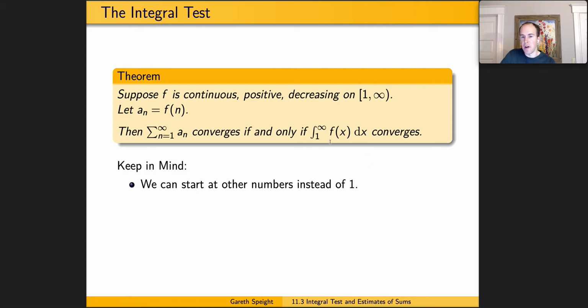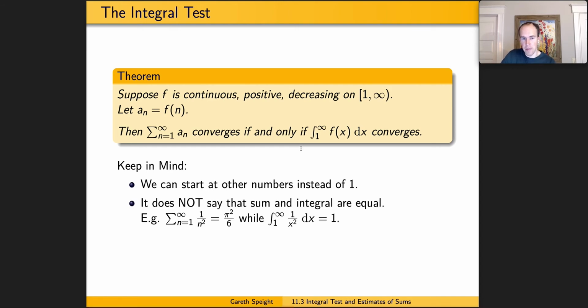Okay, and this does go both ways. If the integral converges, then the sum converges. If the integral diverges, then the sum diverges. So this is very satisfactory. Keep in mind, we can swap the n's to different numbers. It could start at 2, could start at 3. It doesn't really matter. But it does not say that the sum and integral are equal.